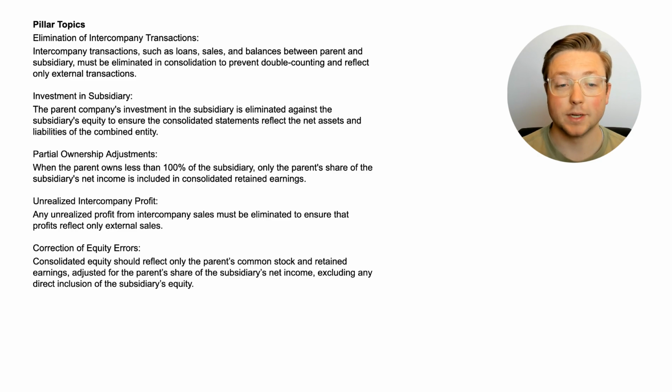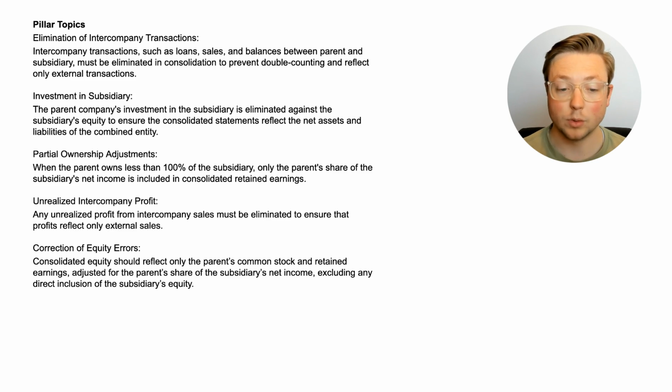All right, here we are at the pillar topics. First, intercompany transactions such as loans, sales, and balances between parent and subsidiary must be eliminated in consolidation to prevent double counting and reflect only external transactions. Next, the parent company's investment in the subsidiary is eliminated against the subsidiary's equity to ensure the consolidated statements reflect the net assets and liabilities of the combined entity. And then next, when the parent owns less than 100% of the subsidiary, only the parent's share of the subsidiary's net income is included in the consolidated retained earnings. Also, any unrealized profit from intercompany sales must be eliminated to ensure that profits reflect only external sales.